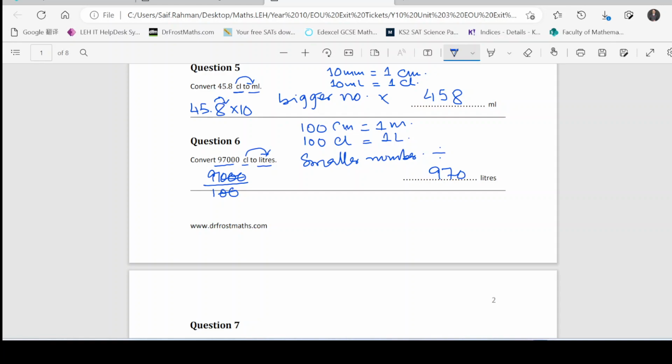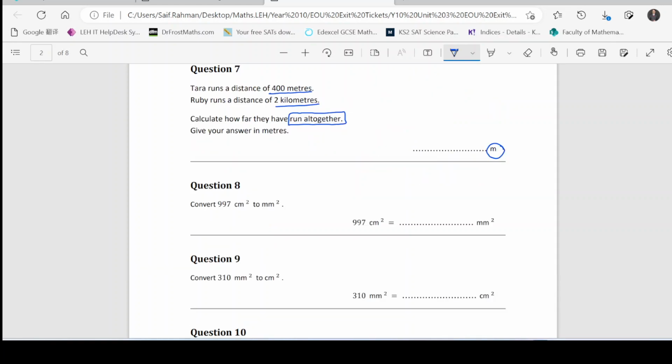And in question number 7, Tara runs a distance of 400 meters and Ruby runs a distance of 2 kilometers. We have to find how far they run together. So our answer should be in meters. To make the answer in meters, since one is meters and the other is kilometers, we convert the kilometers also into meters.